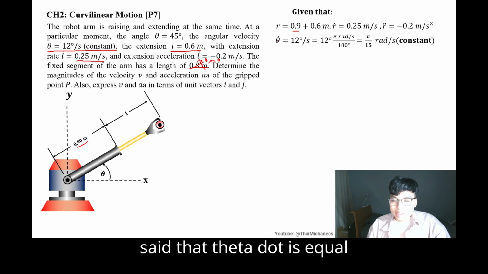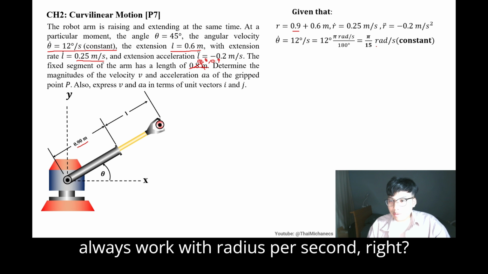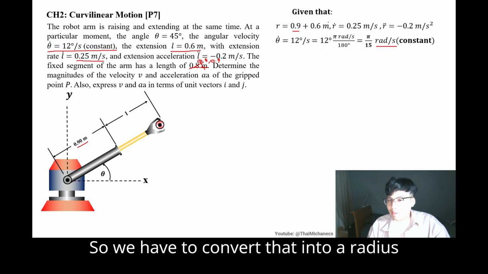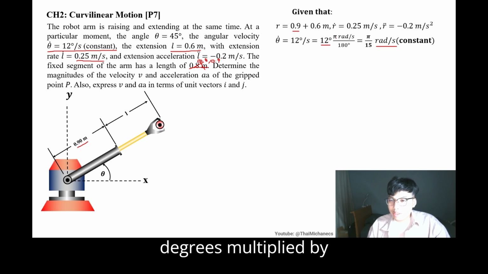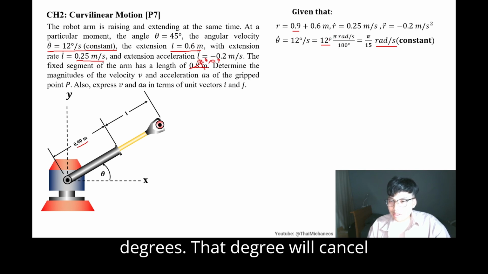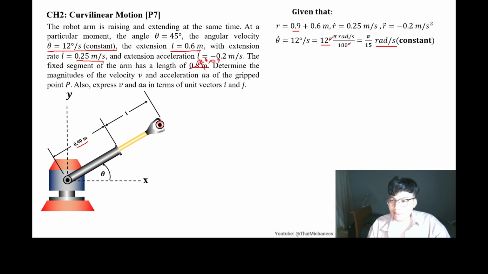Now, moving on to the information about the data. I said that theta dot is equal to 12 degrees per second, but we always work with radians per second, right? So we have to convert that into radians per second. Firstly, 12 degrees multiplied by pi radians divided by 180 degrees. The degrees will cancel out, and then we are left with radians.